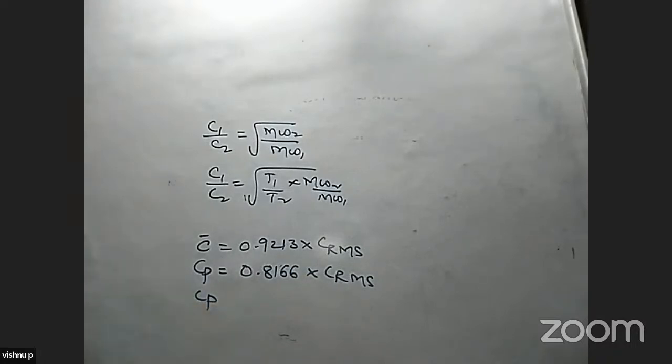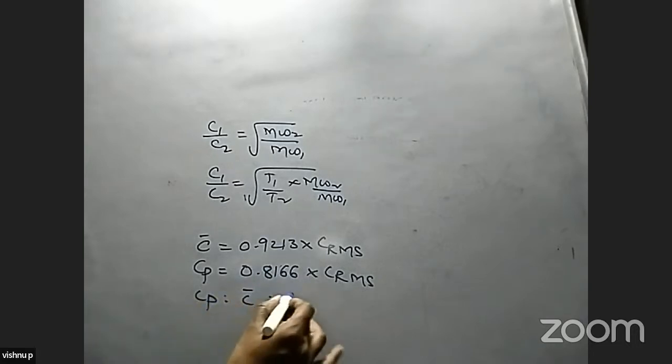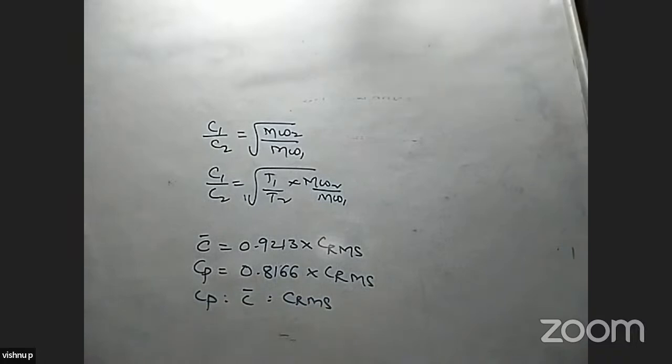If we take the ratio of most probable, average and RMS velocity, what is the ratio? It is 1 is to 1.12 is to 1.22. This is the relation between most probable, average, and also RMS velocity of gas molecules.